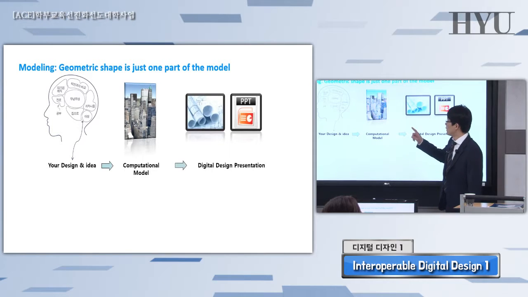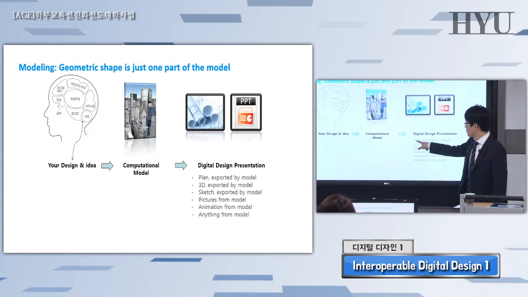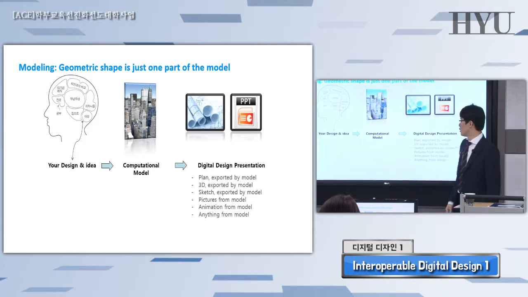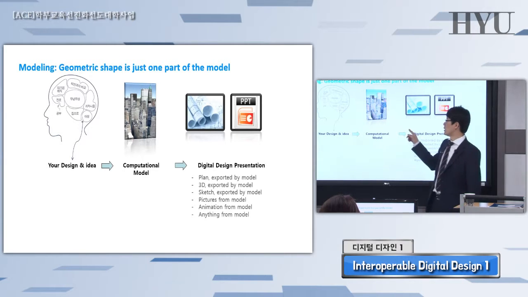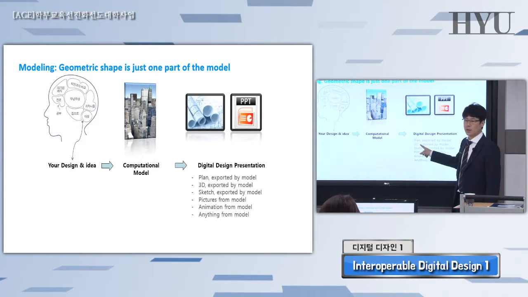By using this computational model, now we can say it's going to be totally digital design presentation, okay? Because plans are exported by this computational model. You experienced Revit 3D: you generate a 3D model, and then your floor plans are auto-generated, okay? Because that geometry is a subset of this computational model, okay? You don't need to redraw the plan. They are all integrated, so exported by that computational model.